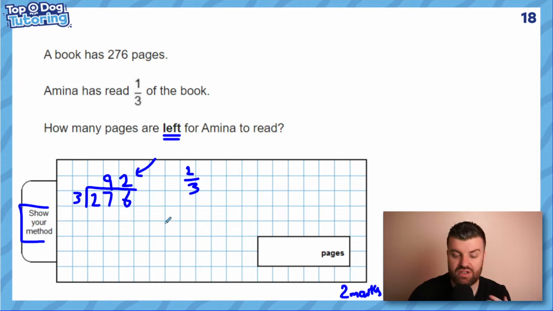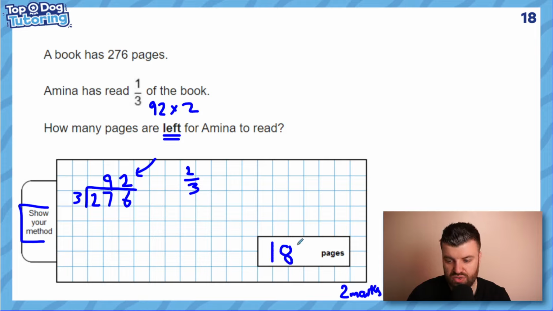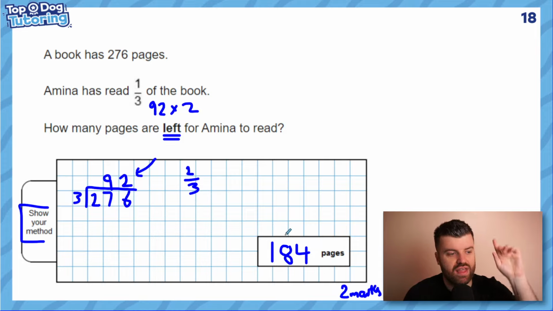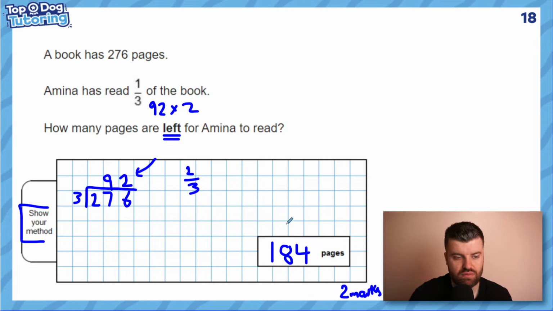So now we need to either do 276 take away 92 to figure out the difference, what's left, or you can take 92, which we know is 1/3, and we can multiply it by 2 because that will give us 2/3. The answer is 184. There you get 2 marks. What have I done wrong? I didn't show my working out.